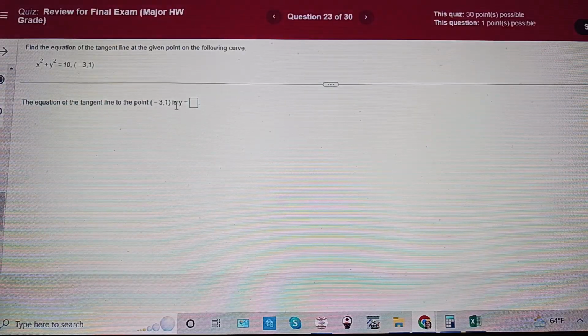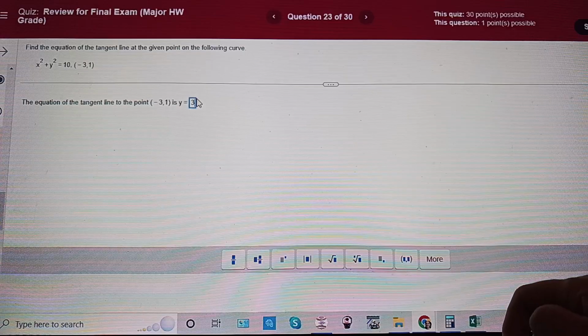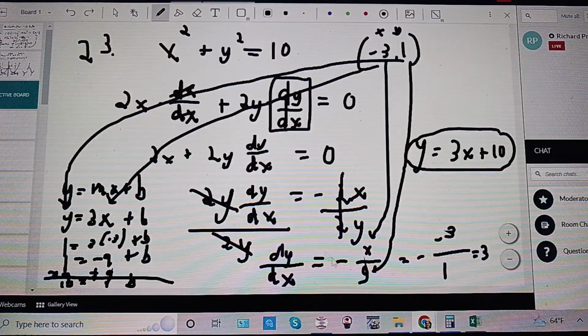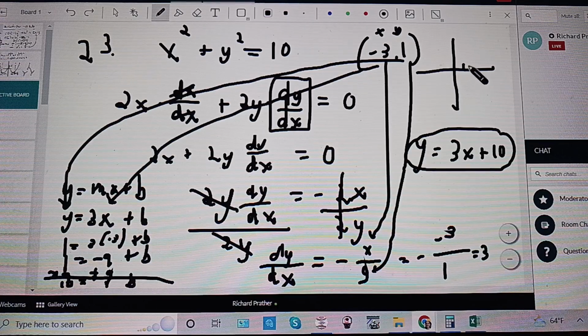And they already have the y equals here, so 3x plus 10. And one thing too is the knowledge of this graph can help a little bit. This is a circle with a 0, 0 center. The radius is the square root of 10, which would be a little bit more than 3. So if you go 1, 2, 3, 1, 2, 3, 1, 2, 3, 1, 2, 3, go a little bit more than 3 and draw a circle centered at 0, 0.